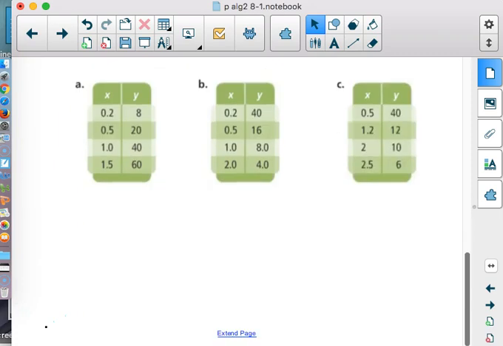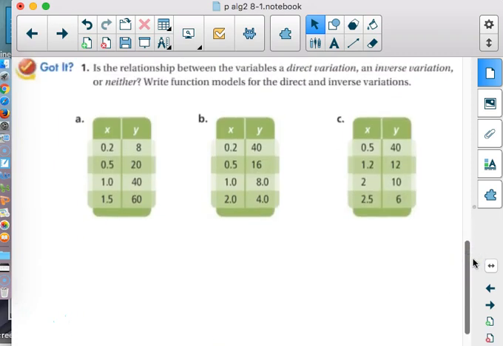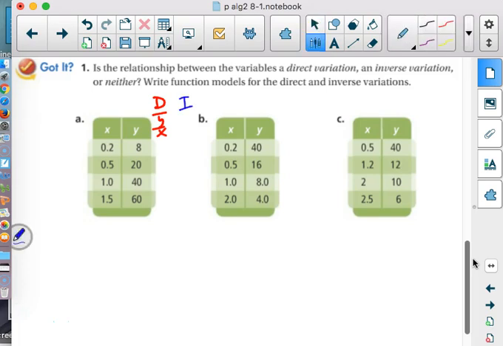So now we have some more tables. But we know what we're supposed to do. If it's direct, when you take y and divide it by x, you'll get the same thing every time. If it's inverse, and you take x times y, you'll get the same thing every time. Go ahead, use your calculators for A. Tell me what you think, and then we'll write an equation.